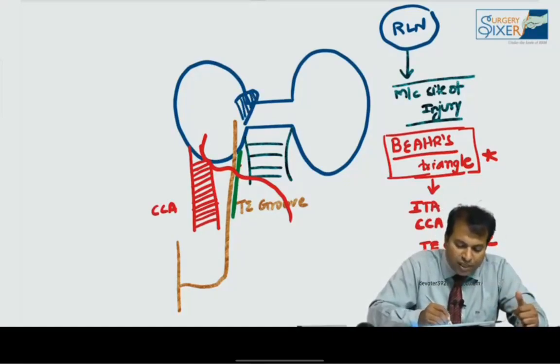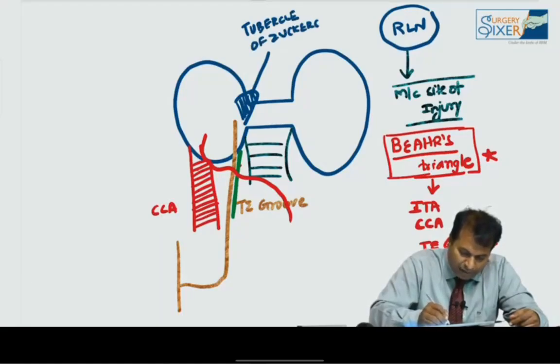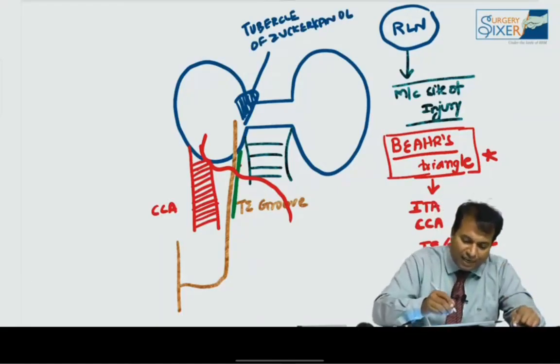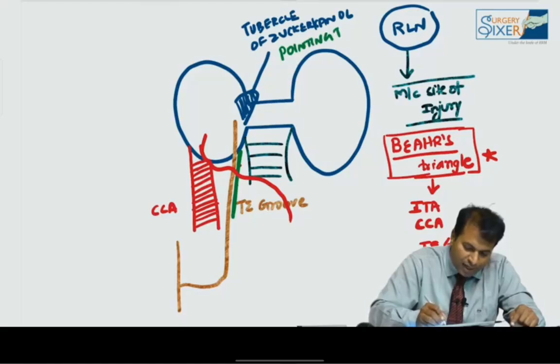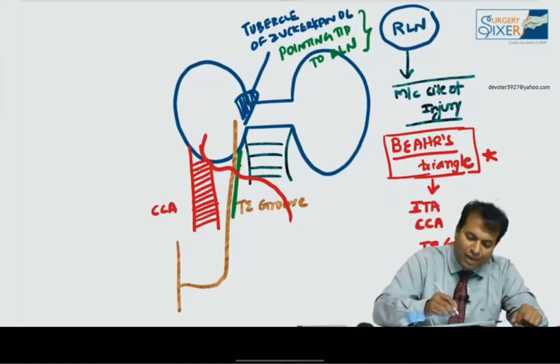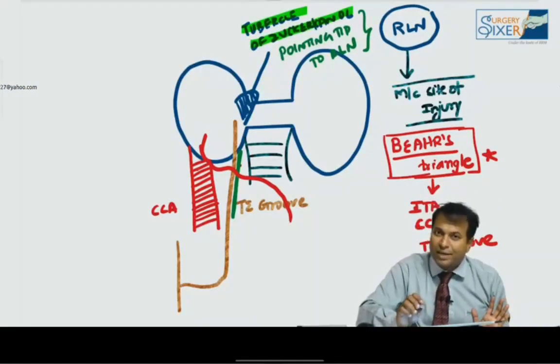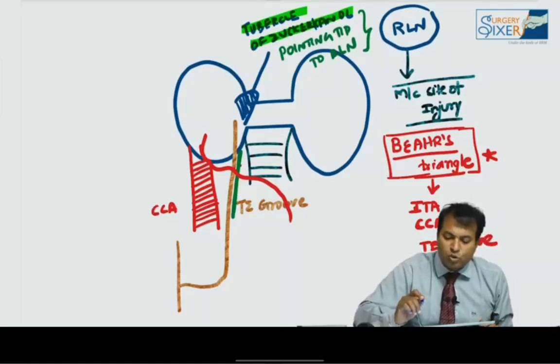And posteromedially, when you do surgery, there is a projection in the thyroid gland. What is it known as? There is a projection in the posterior part. That is known as the tubercle of Zuckerkandl. It is a pointing tip towards the recurrent laryngeal nerve. So this is one place where we identify the recurrent laryngeal nerve during surgery. Please don't forget this point: the pointing tip towards the recurrent laryngeal nerve is known as the tubercle of Zuckerkandl.